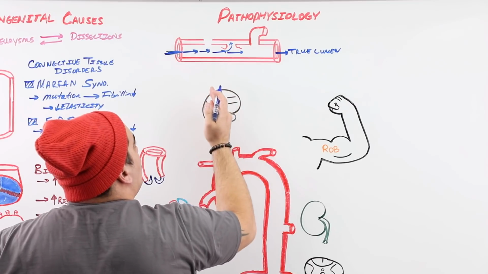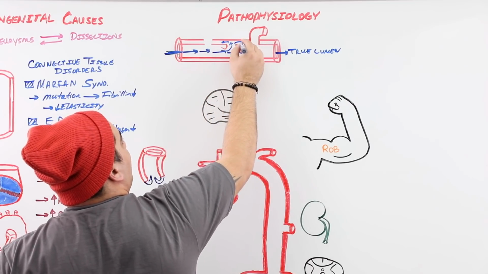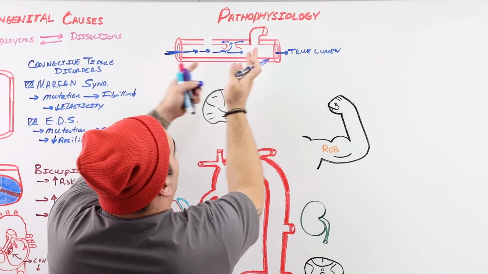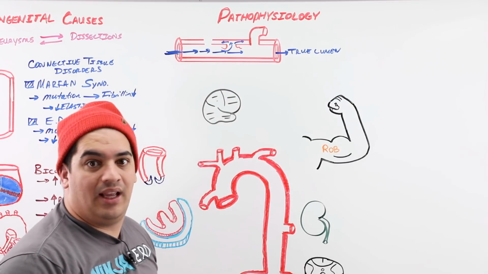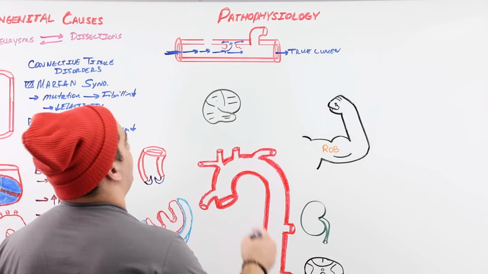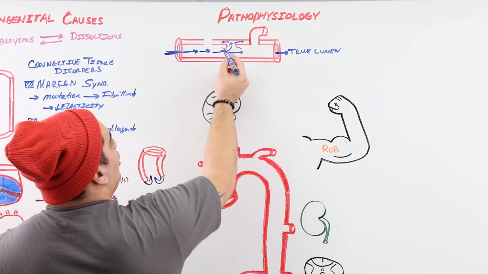Or it can then move in between that intimal flap and then start propagating down this way and this way between the intima and the media. That's kind of how this whole issue happens. Now, what can happen from here is three particular things can happen.